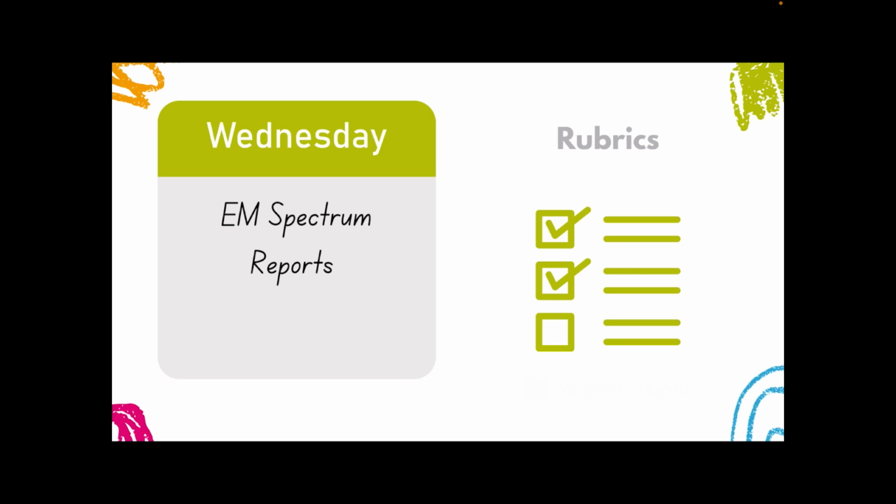Rubrics are something that I've used for years now, both on paper and online through Google Classroom. And this Wednesday, my class have produced some wonderful EM Spectrum reports that I want to mark using a rubric. Now, I know that most people coming along to this session will be using Teams, so we're going to focus on a Teams example of using rubrics here. But if you were interested in seeing how to do them on Google, I do have a video that I can send you for that as well.